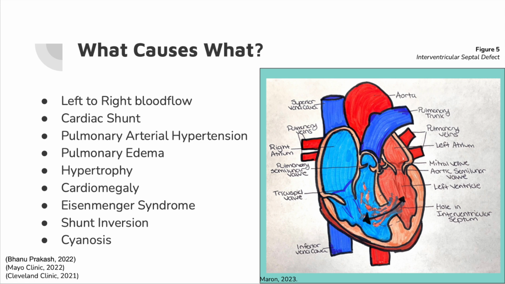Eisenmenger syndrome develops as a result of the irregular blood flow and hypertension. When the right ventricle grows enough to overpower the pulmonary pressure, it also flips the direction of blood flow through the hole, causing a shunt inversion. Now, the blood flows from the right to the left ventricle, meaning that oxygen-poor blood is being pumped throughout the body. This can cause cyanosis, which is when the fingertips or lips turn blue due to a lack of oxygen in the blood.